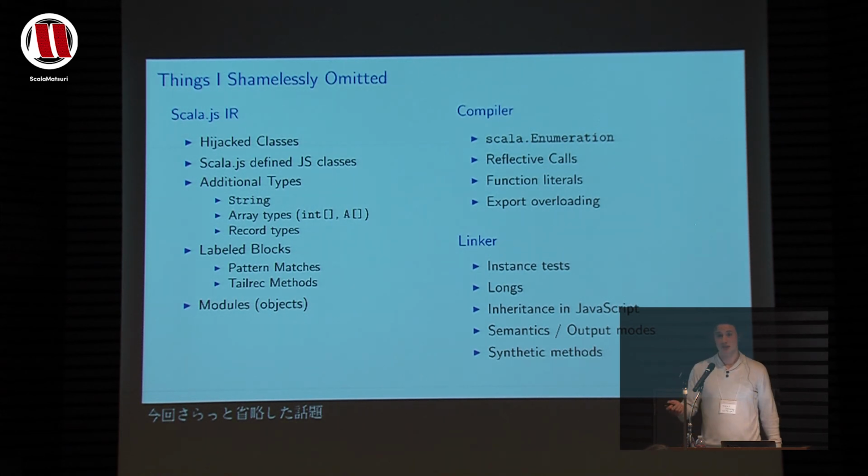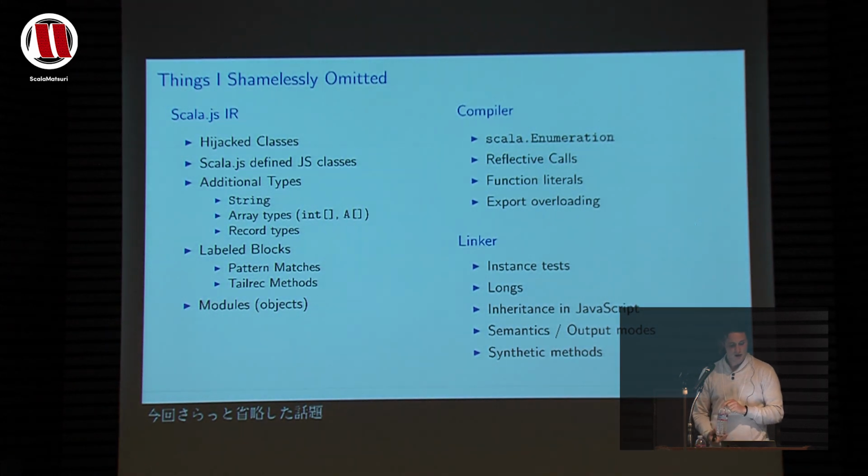Labeled blocks. JVM bytecode actually supports gotos. JavaScript doesn't. So we have to reconstruct a couple of things the Scala compiler generates and say, oh, this pattern is actually a pattern match, or this pattern is actually a tail call optimization. Therefore, I'm going to retranslate that back into a while loop.